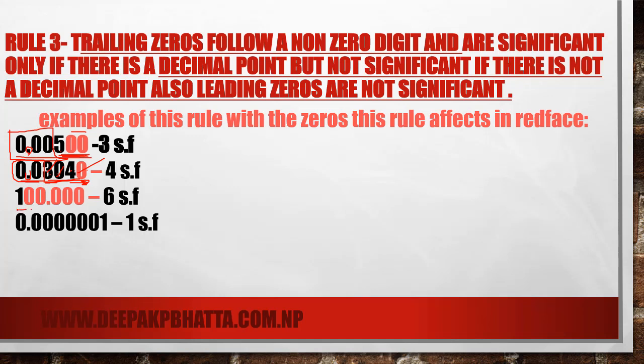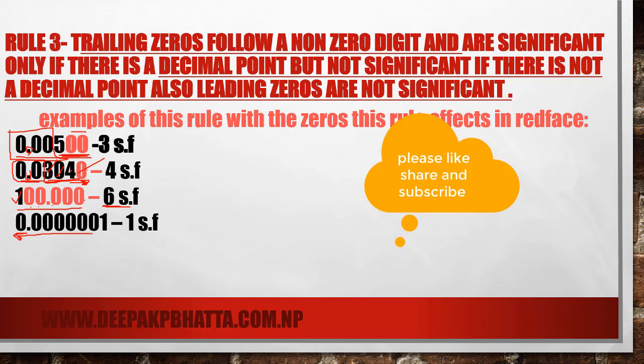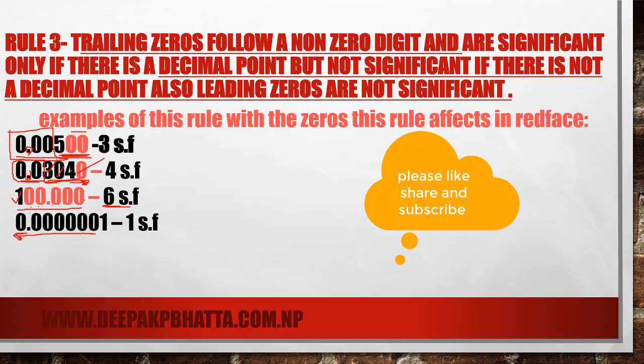Again here, in 100.000, the number is 1 and after this 00000. These zeros are to be counted. That's why the significant figure count is 1, 2, 3, 4, 5 and 6. Its significant figure is 6. In another example, here is 0.000. These zeros are all leading zeros. That's why these are not to be counted. That's why its significant figure count is only 1.